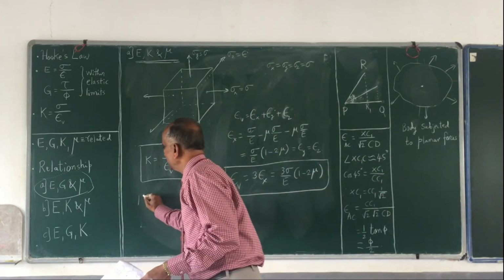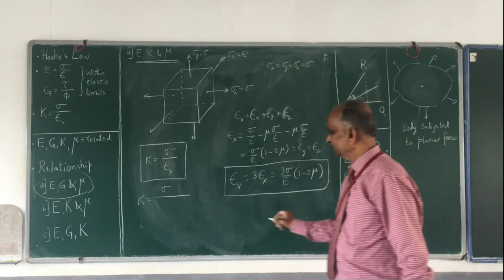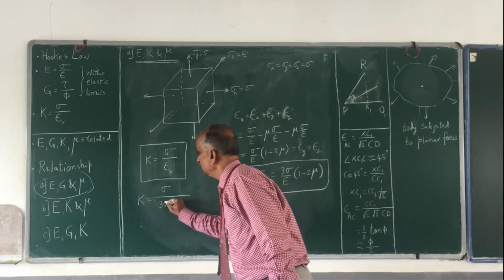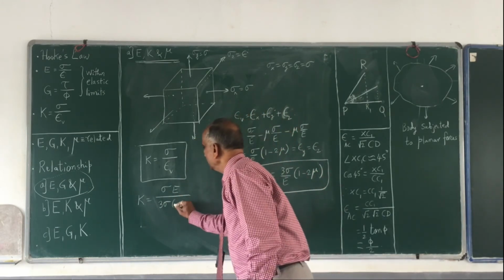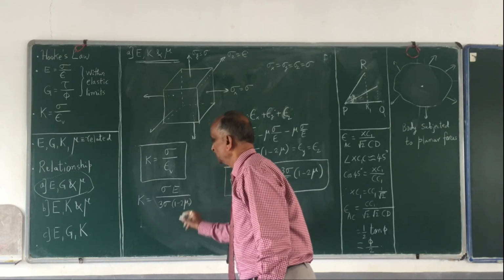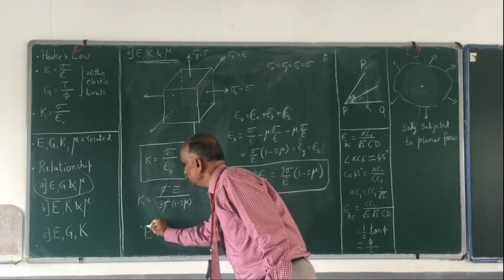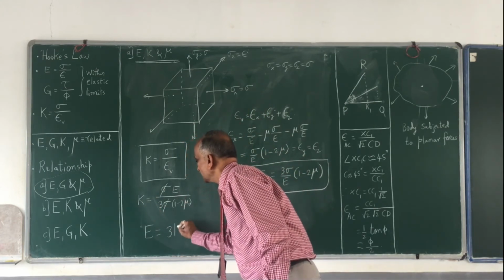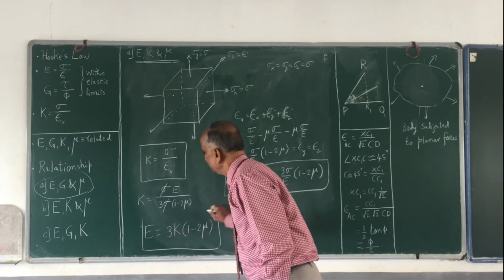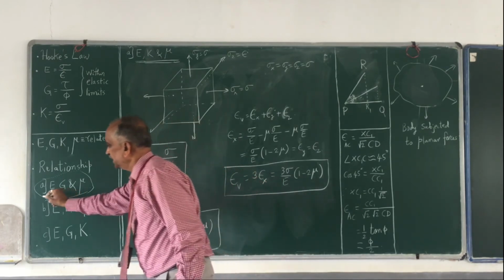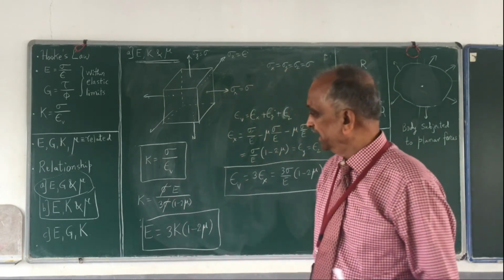Go back now to the definition. K is sigma divided by epsilon v. What is epsilon v? This is 3 times sigma upon E into 1 minus 2 times mu. That E will go here. Sigma and sigma cancel. You can cross multiply and what do we have? E is equal to 3 times K into 1 minus 2 times mu. This is the relationship between E, K and mu.